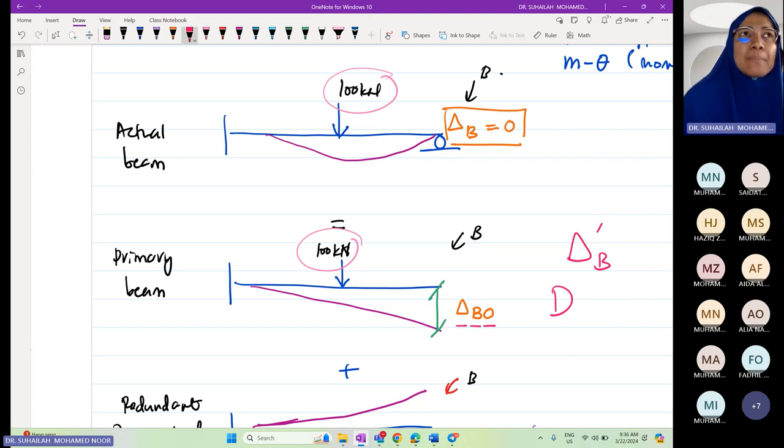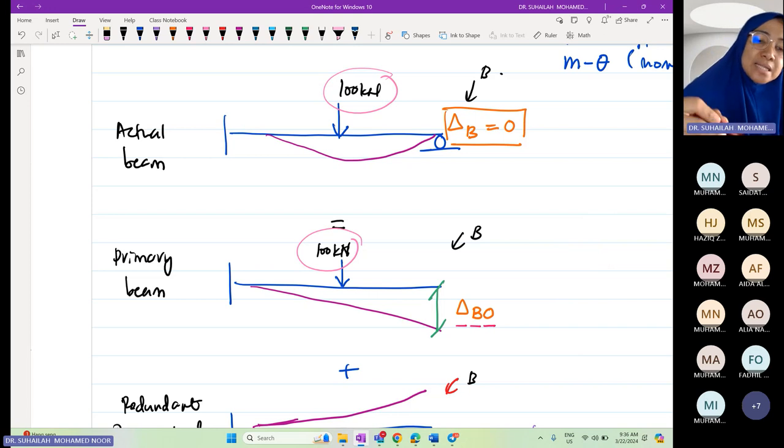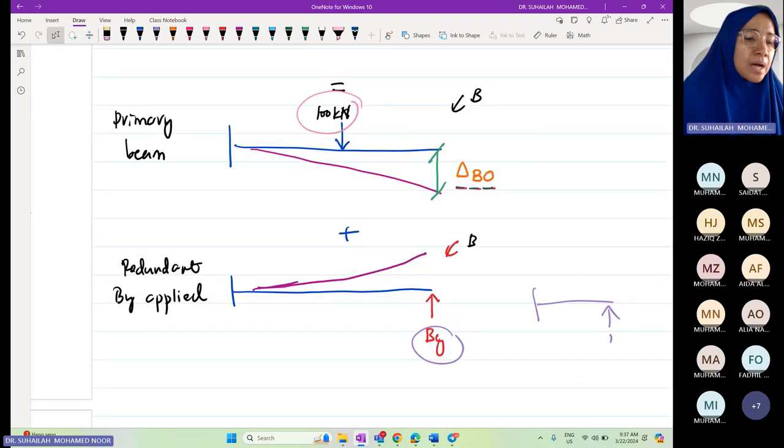D ni apa? Delta prime B ni apa? Tak nak. You akan nampak that relation after this. Okay. So kita sebut apa yang kita tulis. It is deflection at point B for primary beam. Okay. Settle that part. Dekat sini ada displacement yang kita akan calculate. Okay. Move to the next one.